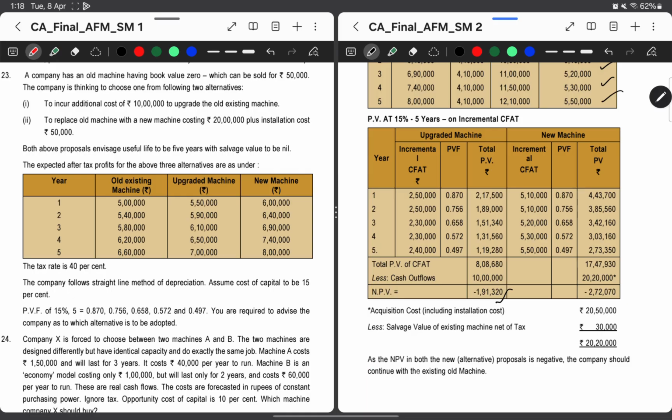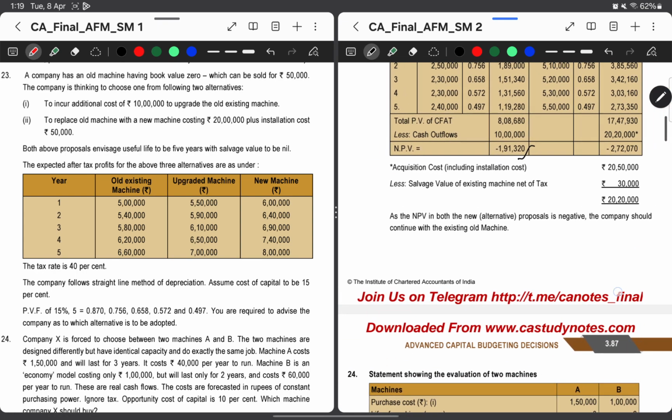That's what they have also given. As the NPV in both alternative proposals is negative, the company should continue with the existing old machinery.